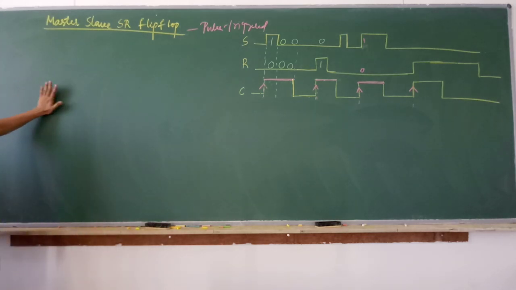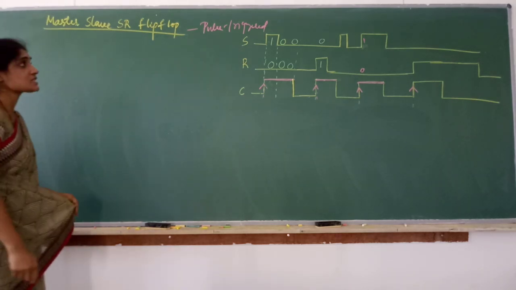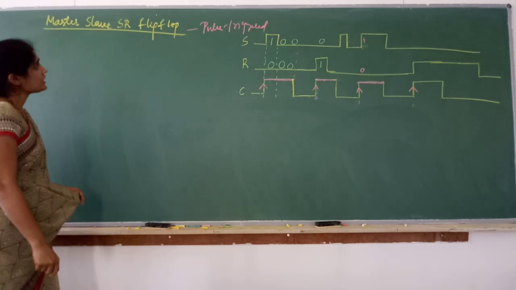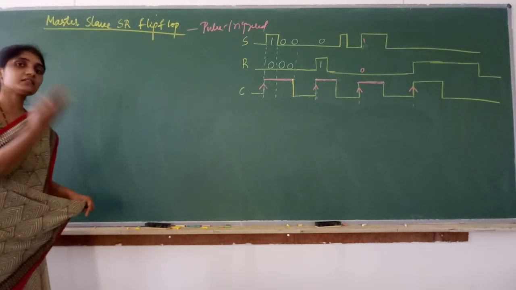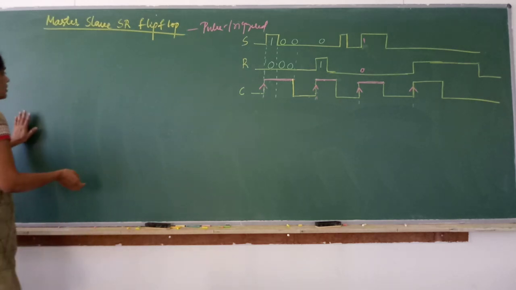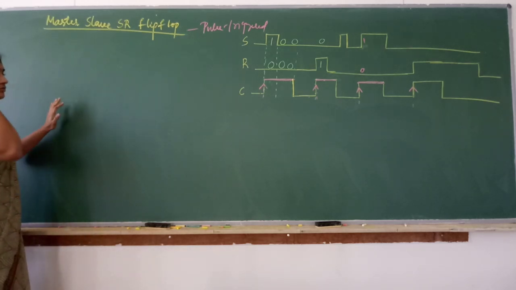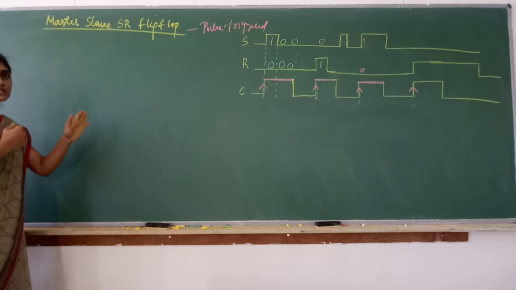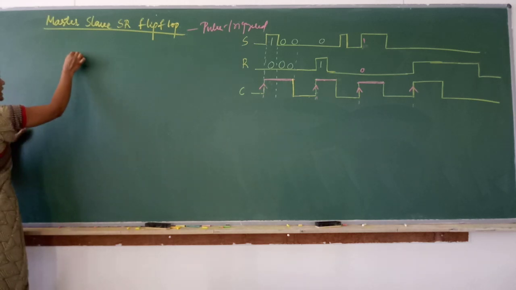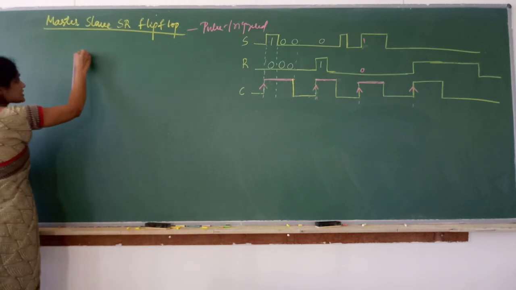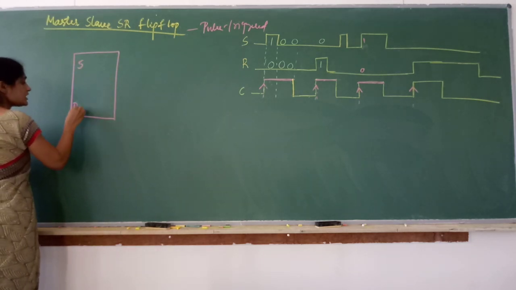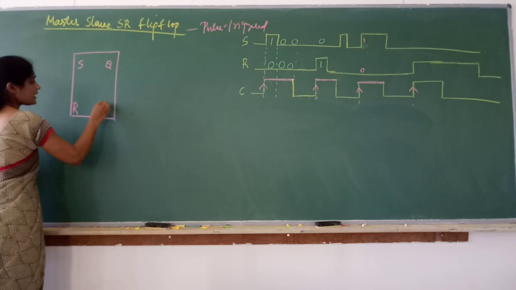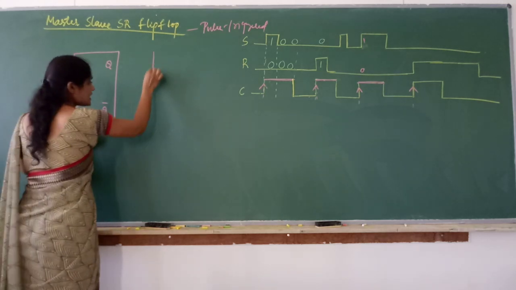Now I will explain what a master slave SR flip-flop is. In your basic electronics you have learnt master slave JK. In your digital system design syllabus you have first master slave SR, then master slave JK. In master slave we will have two flip-flops, one is the master, the other one is the slave. Here in the master slave SR flip-flop, both master and slave are SR flip-flops only.